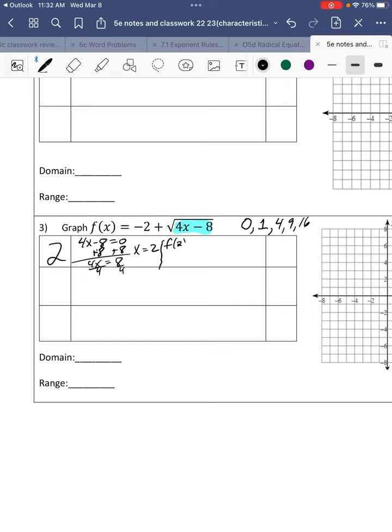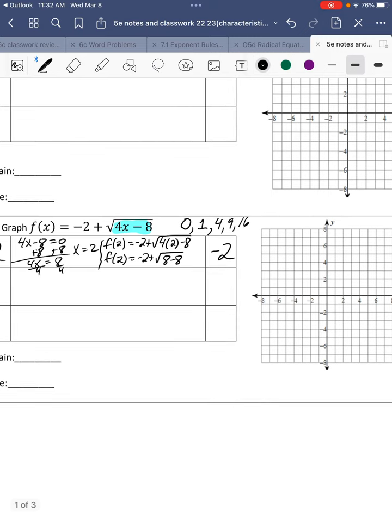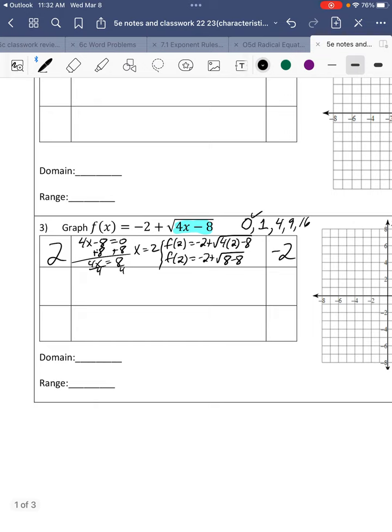So we have f of 2 equals negative 2 plus the square root of 4 times 2 minus 8. 8 minus 8, square root of 8 minus 8 is 0, square root of 0 is 0, plus the negative 2 is negative 2. So we have 2, negative 2 is my starting point.